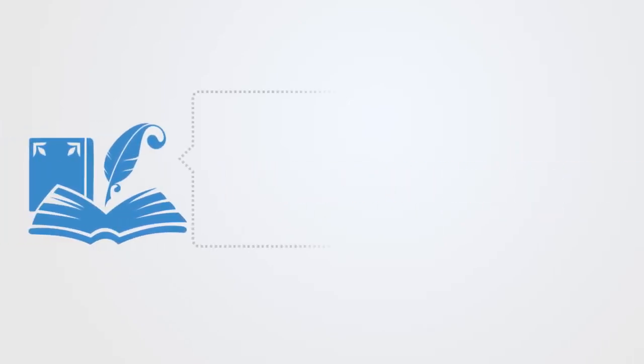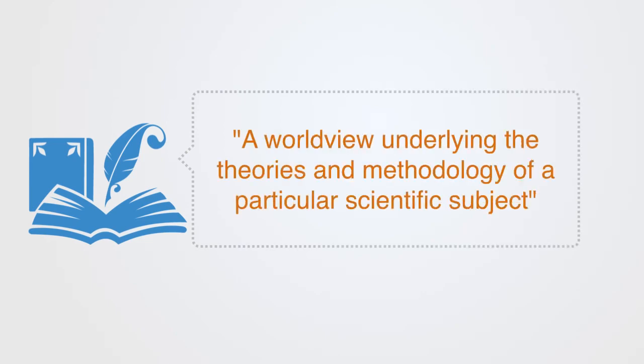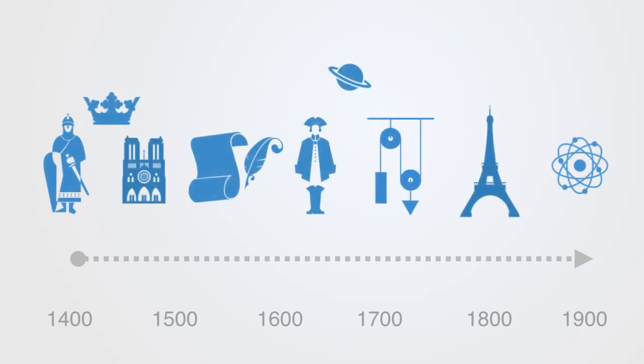This set of assumptions that supports a scientific domain and constitutes the whole philosophical framework within which they work is called a paradigm. The Oxford Dictionary defines a paradigm as such: a worldview underlying the theories and methodology of a particular scientific subject. The paradigm or set of assumptions within which the enterprise of modern science operates was born approximately 500 years ago with the massive cultural transformation of the Renaissance and scientific revolution that gave us the cultural foundations to our modern world.